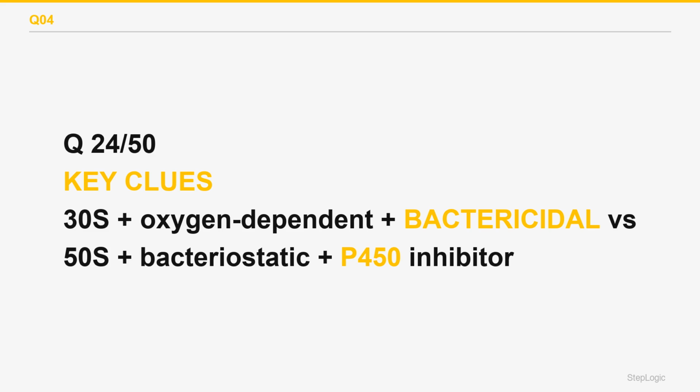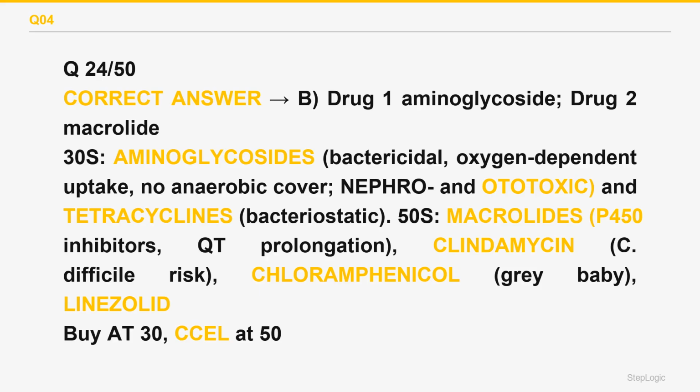Macrolides bind the 50S subunit, are bacteriostatic, and are notable P450 inhibitors, which is how they raise warfarin and statin levels. Choice A reverses the two. The correct answer is B.